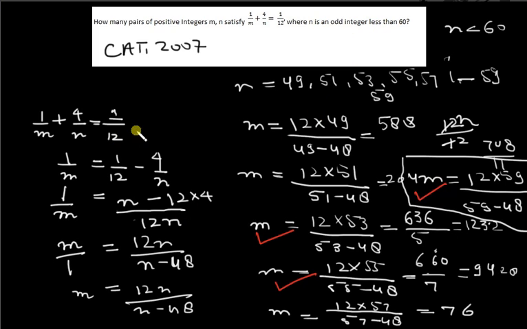So the answer for this equation is that there are only three pairs.